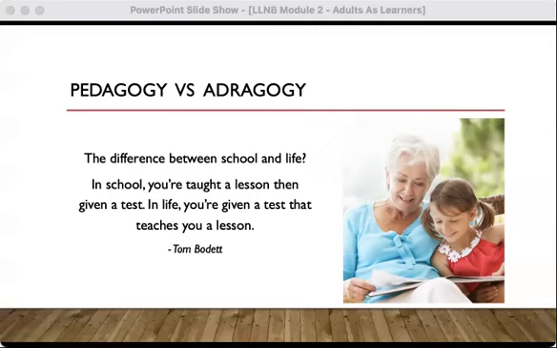The difference between school and life. In school, you're taught a lesson, then given a test. In life, you're given a test that teaches you a lesson. Thank you, Tom Bodett. We'll take a couple of moments now to look at the difference between teaching children versus adults.